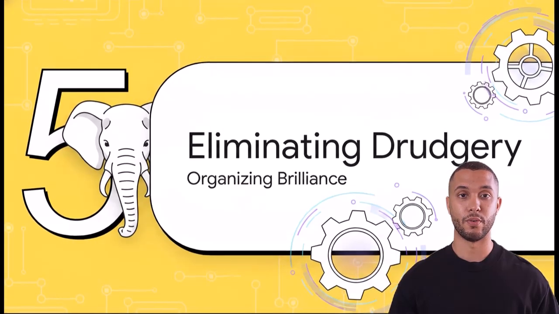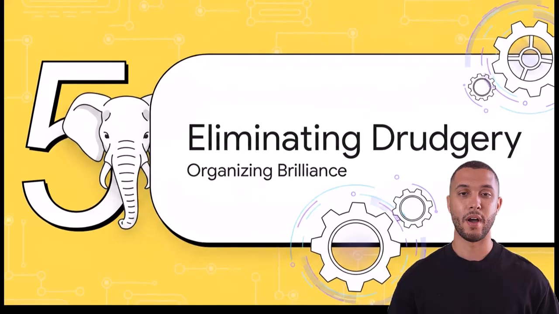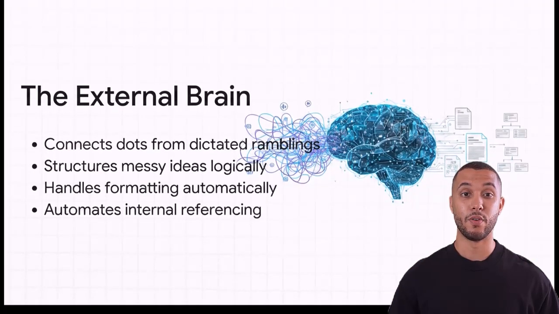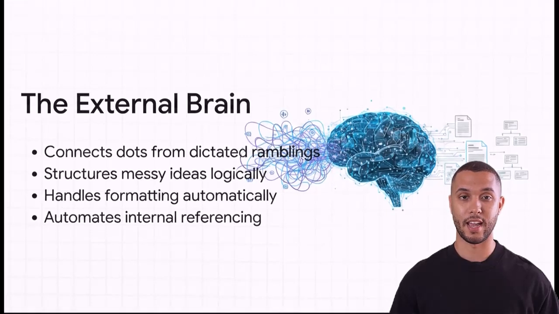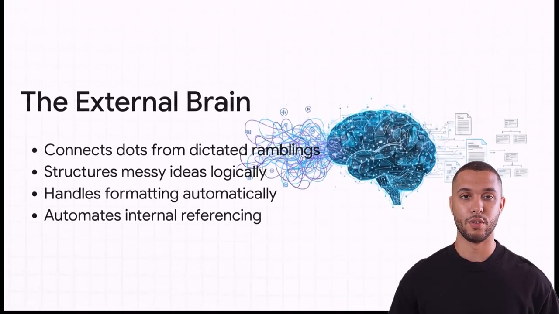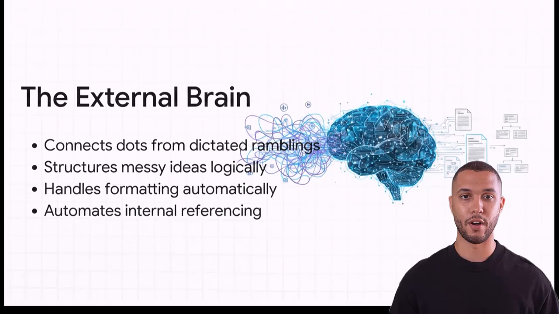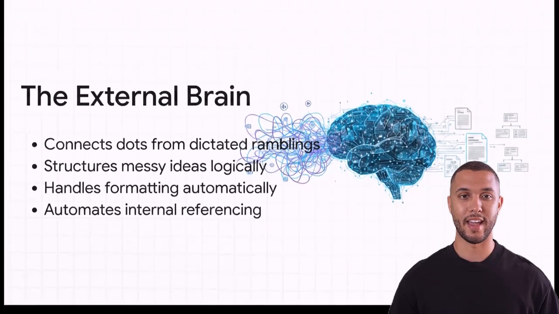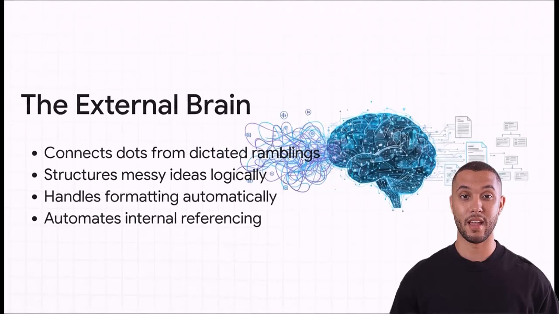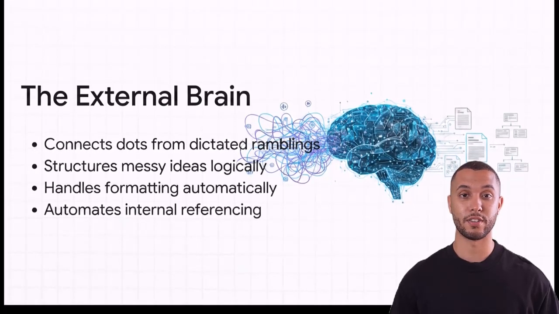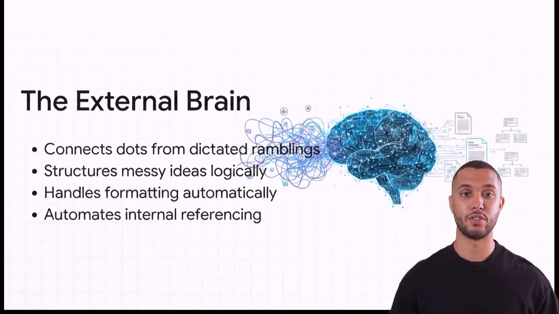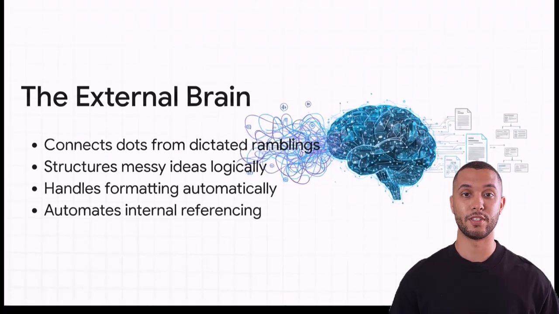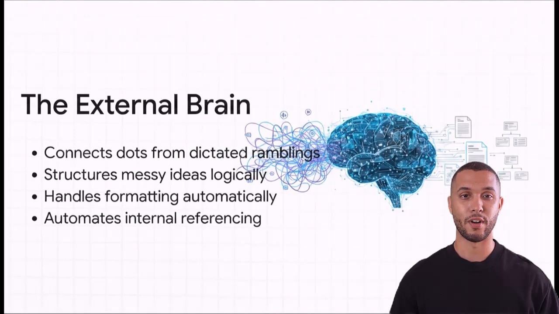Let's address the elephant in the room, the fear that an automated pipeline like this somehow kills human creativity. Honestly, it's the exact opposite. When you set it up transparently like this, the AI acts as an external brain. The source shares this amazing anecdote of an author simply rambling their messy, brilliant ideas into a microphone. The AI pipeline then takes over the heavy lifting. It connects the dots from those dictated ramblings. It structures those messy ideas into super logical outlines. It handles all the formatting, the internal referencing, the citation gathering, all of it automatically.